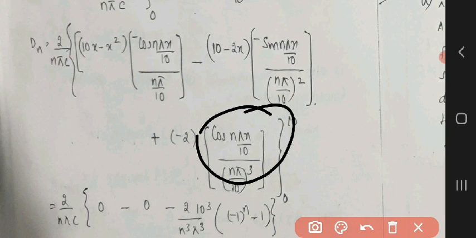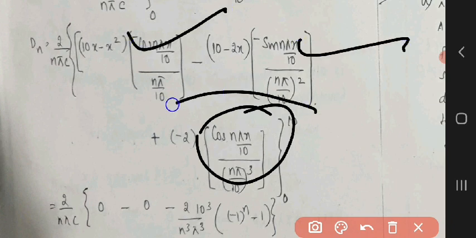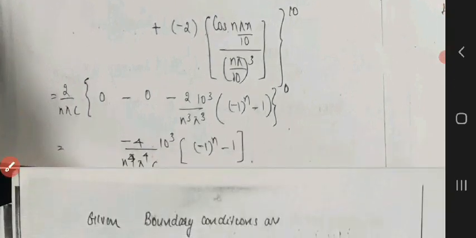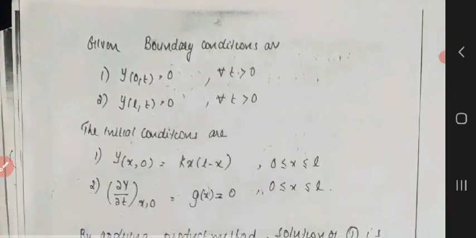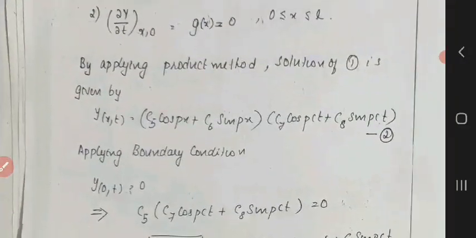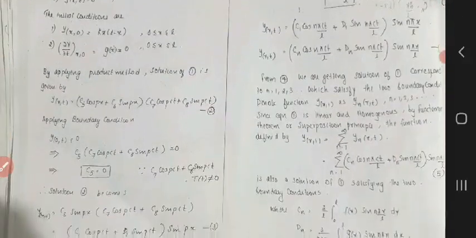Then minus, you have to substitute x equal to 0. So this term will be 0, this term will be 0, finally you will get this term only. So substituting all those values and simplifying, you will get like this. Okay. Next is, what is our next problem?